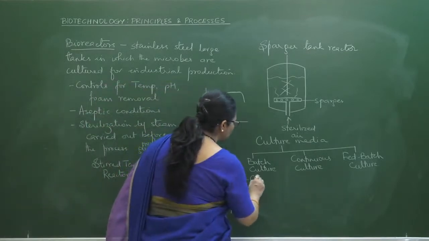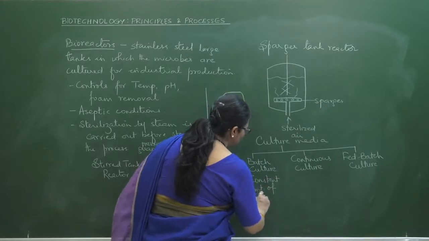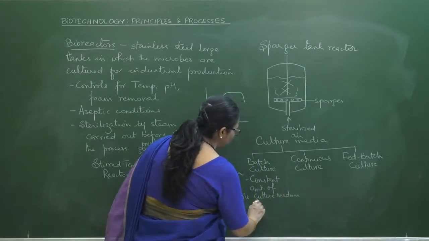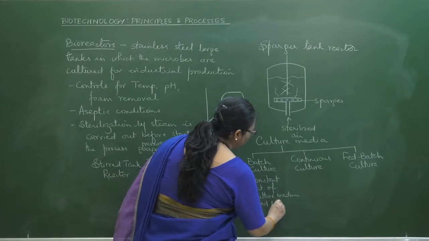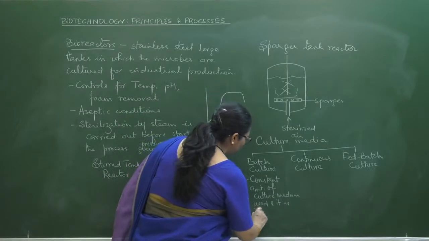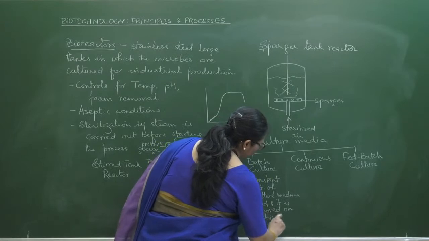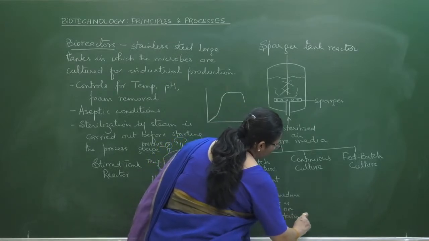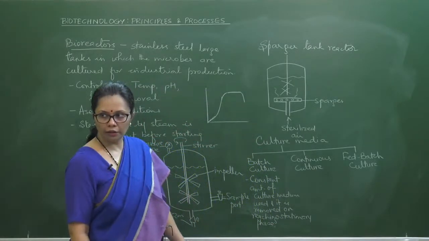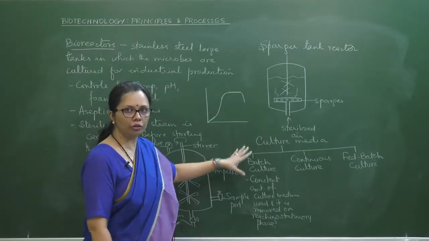So there batch culture is used, where a constant amount of culture medium is taken, used, and it is removed on reaching the stationary phase. So that is in case of batch culture. And as I said, alcoholic drinks are prepared by batch culture only.